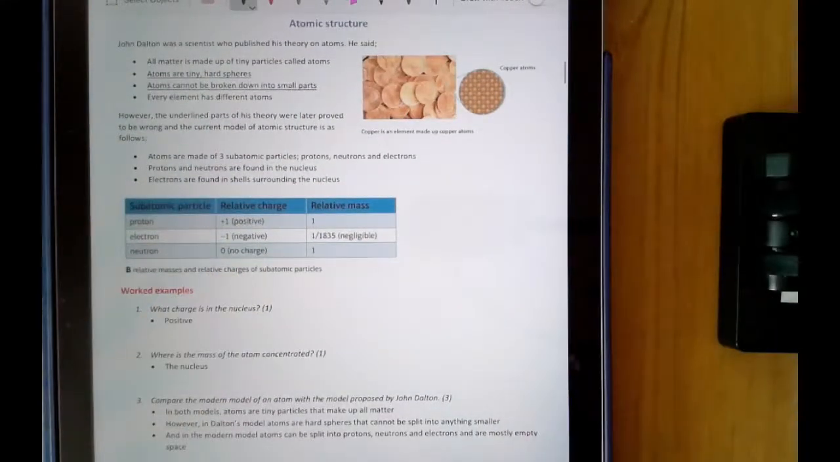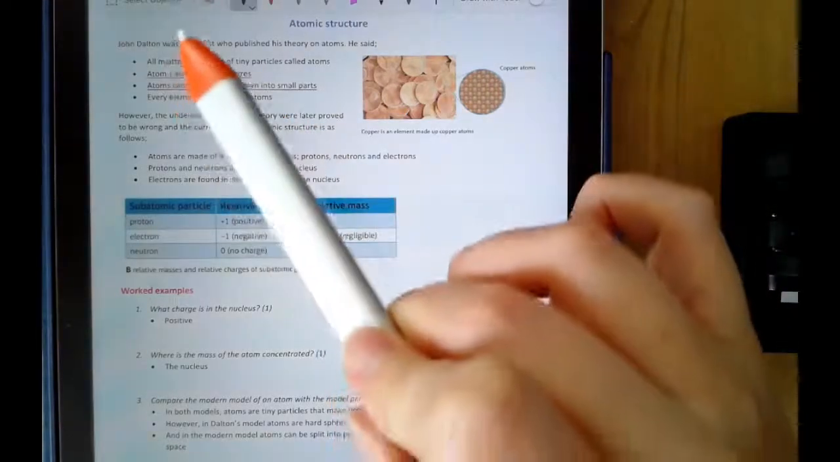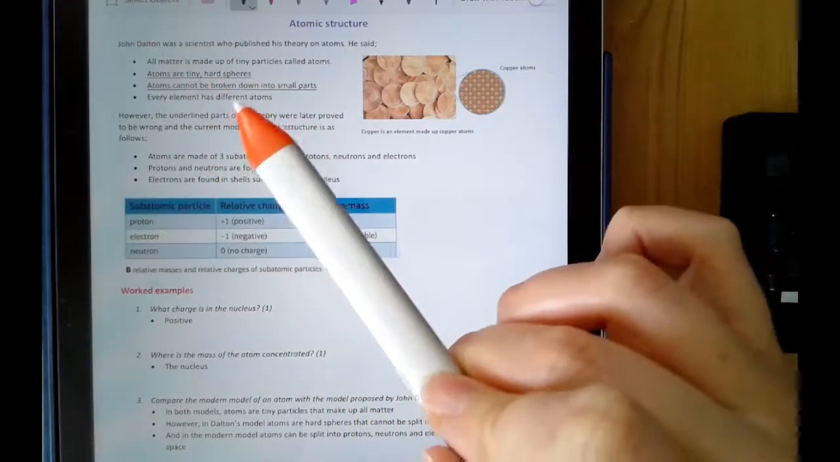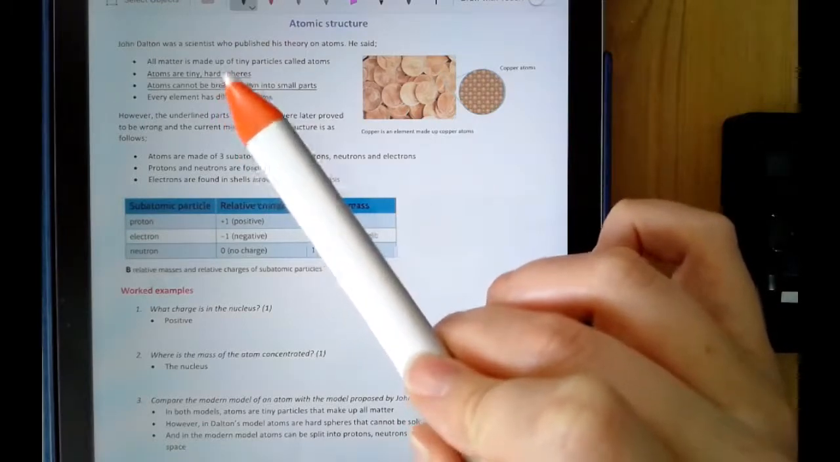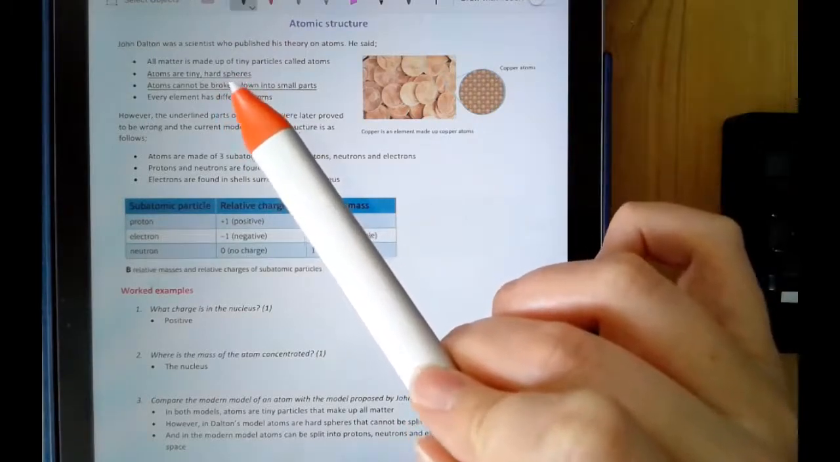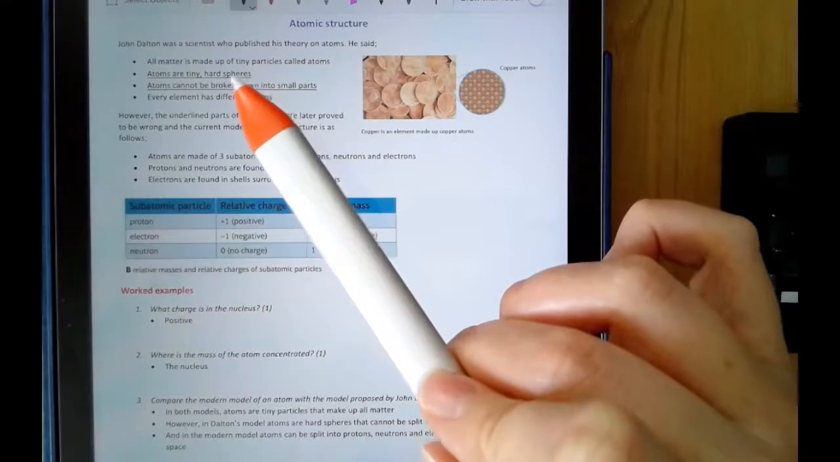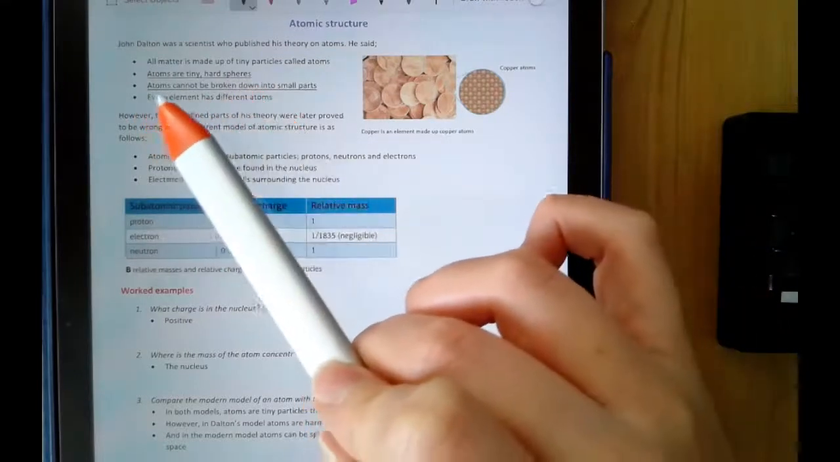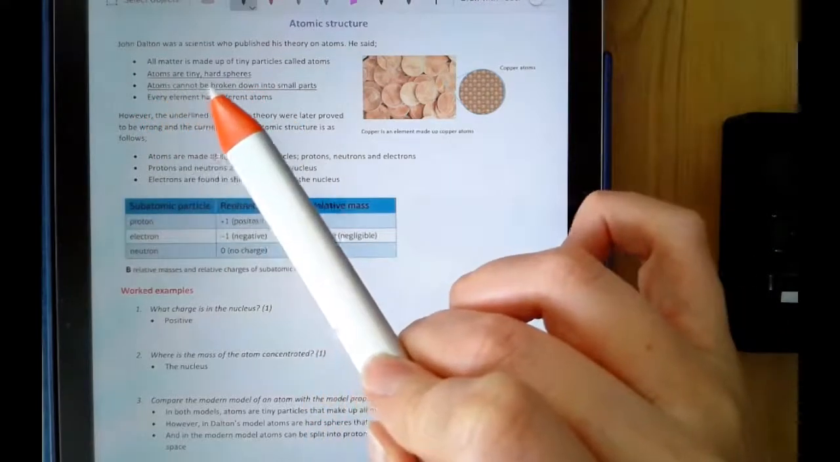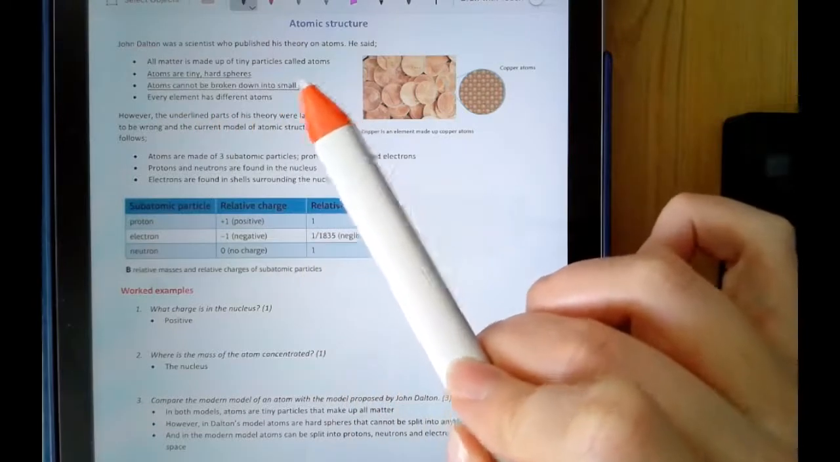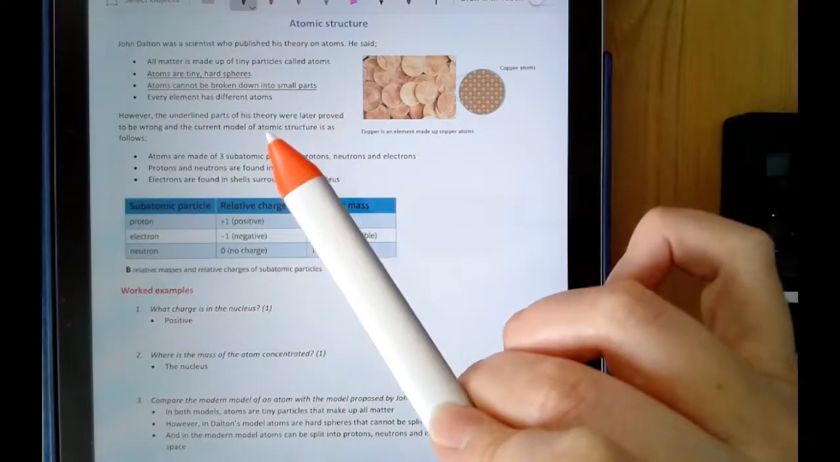So Dalton was a scientist and he published his theory on atoms. I've outlined that theory in the bullet points below. You'll see that there are 2 points that are underlined. These are the points of his theory that were later proved to be untrue. So if I look at the second point here, atoms cannot be broken down into smaller parts. That was later proved to be untrue.